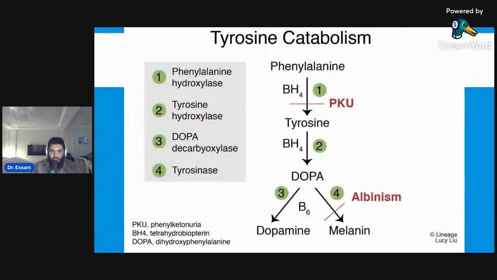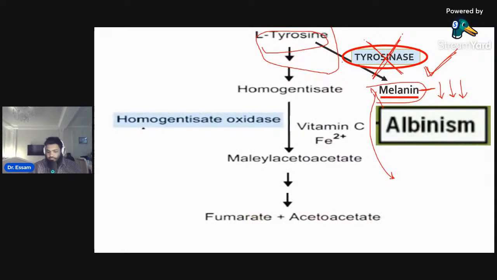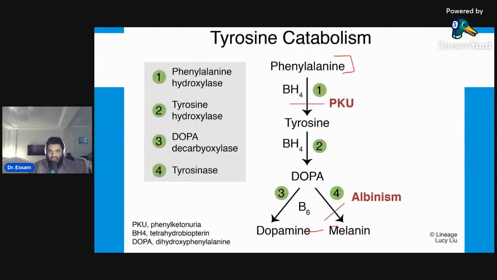Okay. Now, this is one summary, one chart of all the diseases which we have talked about so far, right? So, what are these diseases? First of all, you see phenylalanine converts to tyrosine, and the enzyme used here is enzyme number one. What is that? Phenylalanine hydroxylase. You can see the enzymes on the left side. Then tyrosine converts to an intermediary product.